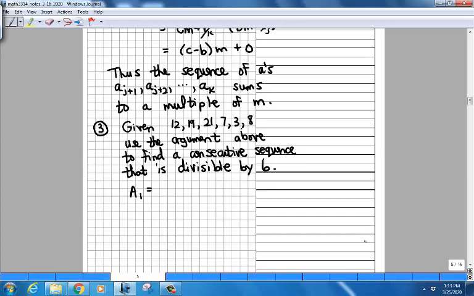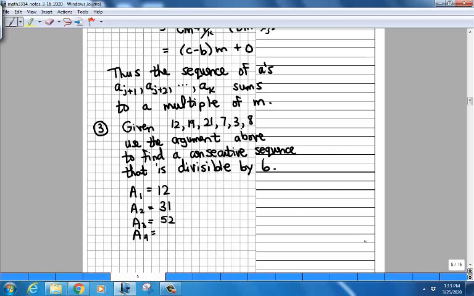So A1 would be 12, and then capital A sub 2 would be 12 plus 19, which is 31. And then capital A sub 3 would be 12 plus 19 plus 21, which is, what's that going to be? 52. Did I do that right? 31 plus 21 is 52, right?